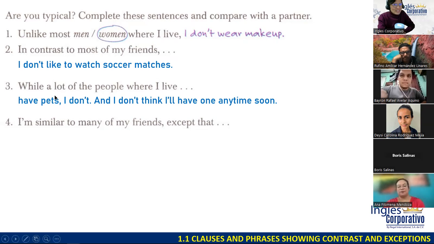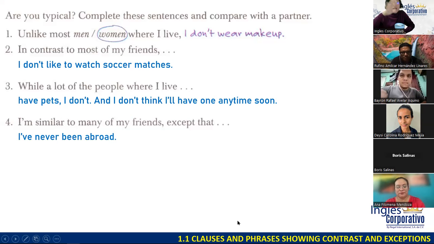Okay, so over here, guys, what I'm saying is that in El Salvador, lots of people have pets, right? They have cats, they have dogs, they have turtles, they have chickens, they have lots of pets. But I don't. Yo no tengo. And I don't know if we will have one. Hopefully, we will, right? But unlike or while, a lot of people where I live, o sea, in El Salvador, have pets, I don't. Entonces, as you can see, these three phrases come at the beginning: unlike, in contrast to, and while. Now, another example.